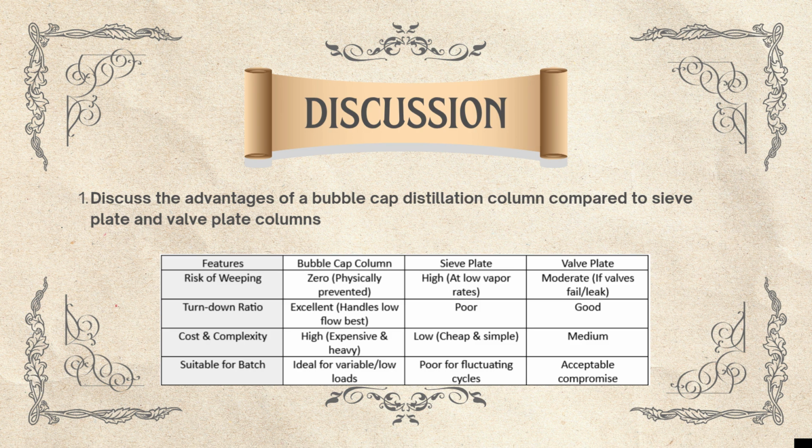Ultimately, because a batch reboiler's composition and volume constantly deplete over time, the bubble cap column's unique ability to guarantee a stable liquid level and eliminate weeping makes it the ideal choice for sustaining high mass transfer efficiency from the beginning to the very end of an unpredictable batch cycle.